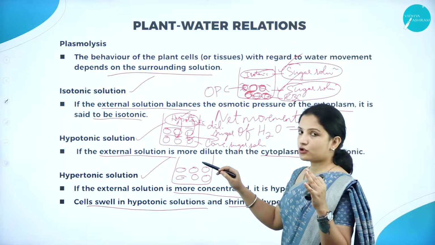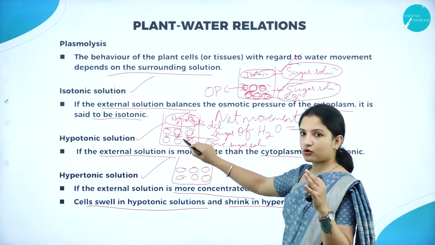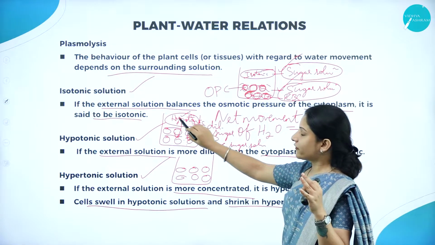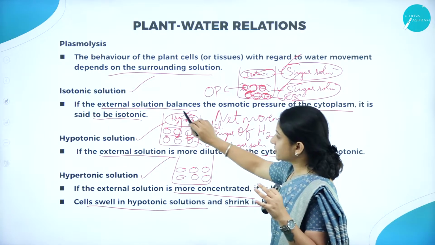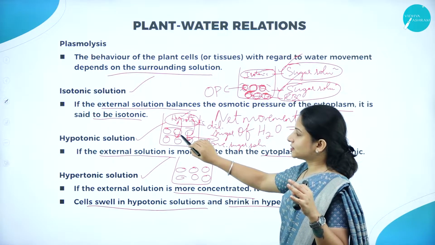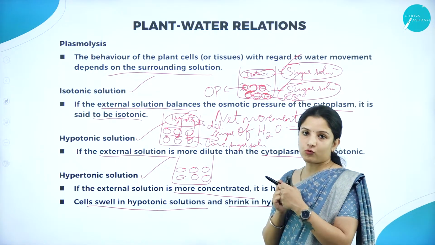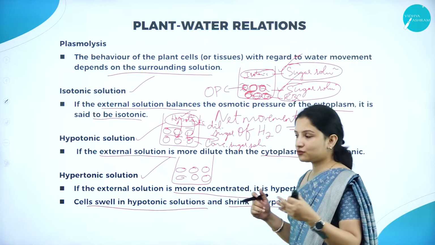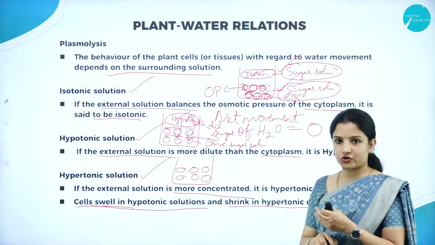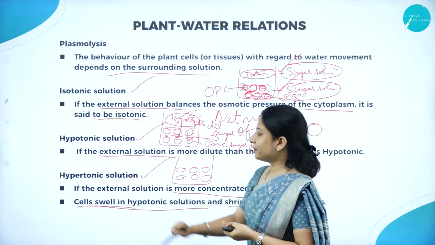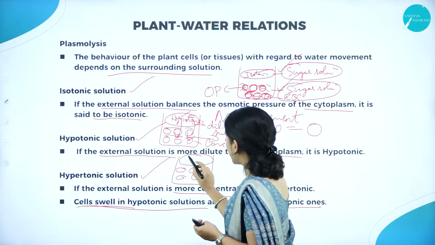There is transport of water from the region of higher concentration to the region of lower concentration. So which is the region of higher concentration here? The hypotonic solution, right? So from the external medium, which is hypotonic, water will move towards the lower concentration. So here the raisins will start to absorb water and swell. That is what it means when we say cells swell in a hypotonic solution. Whereas in the hypertonic solution, the external medium is hypertonic.